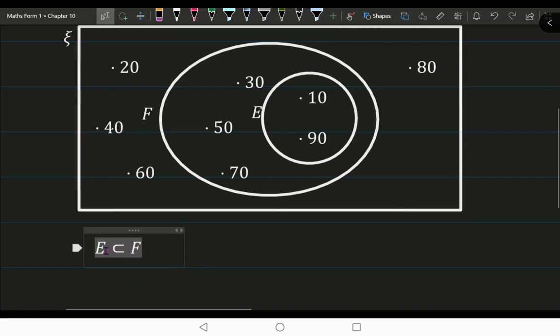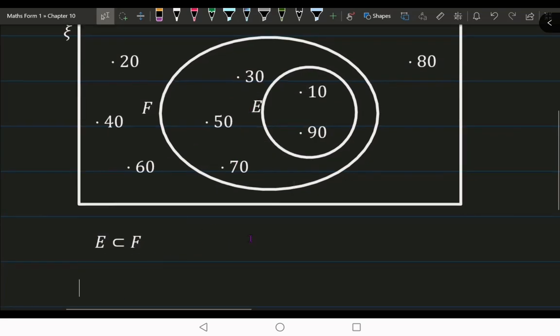Now you already know this one, the subset symbol. That means all elements in the set E exist in set F. There is nothing more about this one.